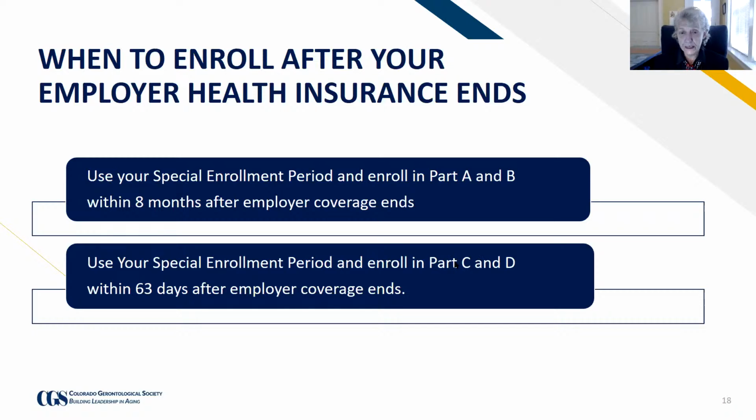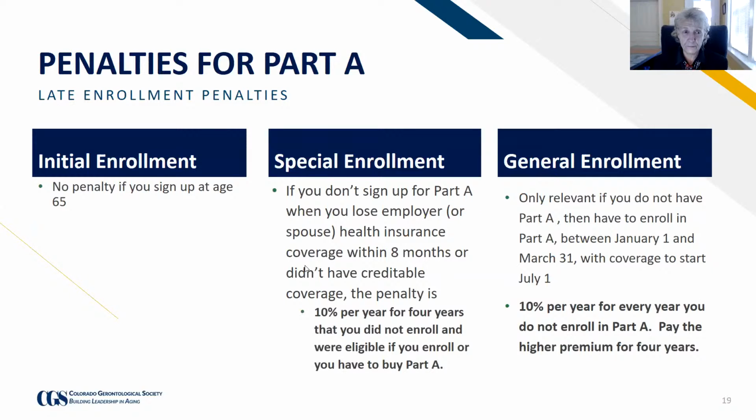Again, for Part C, when your employer coverage ends, then you may decide that you would like to also enroll in a Part C, and there shouldn't be any problems associated with it as long as you're using your special enrollment period. So let's take a few minutes and let's look at what are the penalties for Part A. So these penalties, if you sign up in the initial enrollment period when you're age 65, there's no penalty.